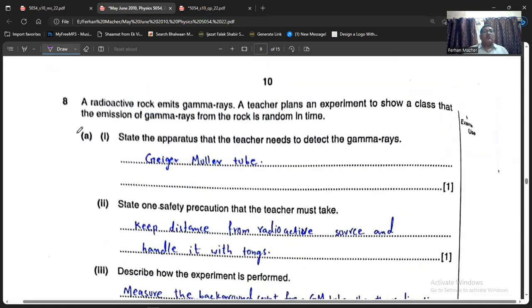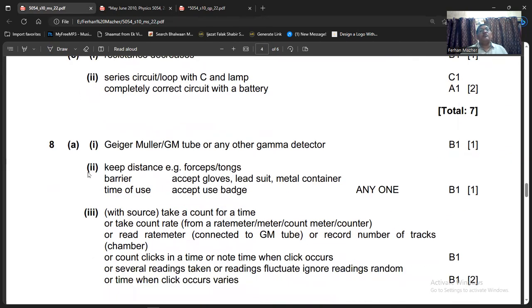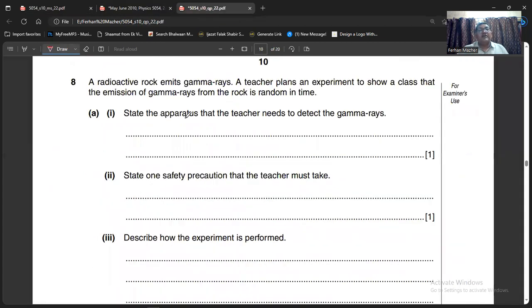So we are going to use the GM tube, okay? Or any other gamma detector, okay? Then the question number 8, second part, he says, state one safety precaution that the teacher must take.